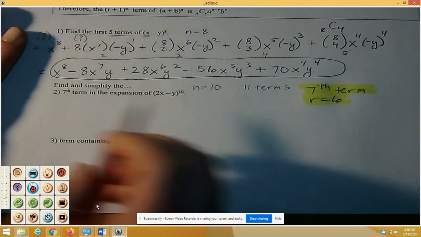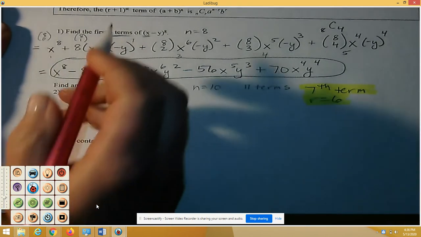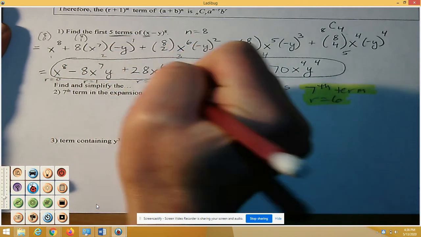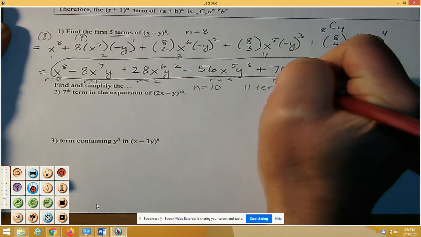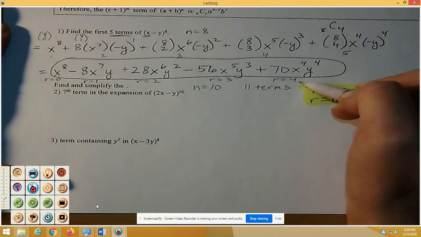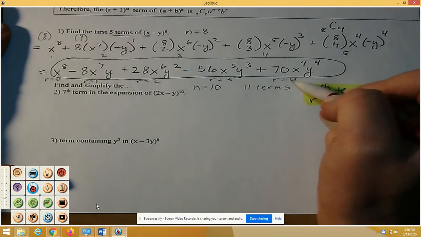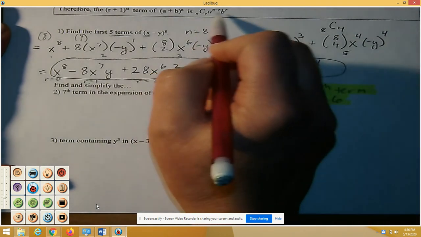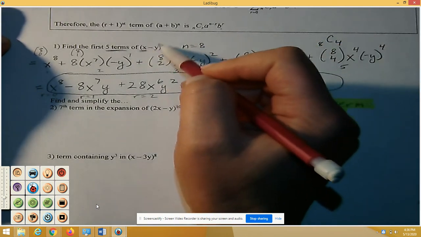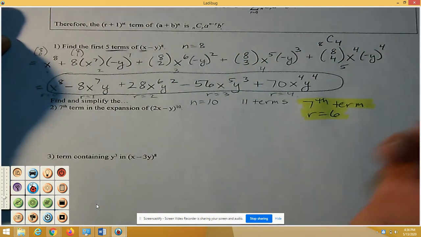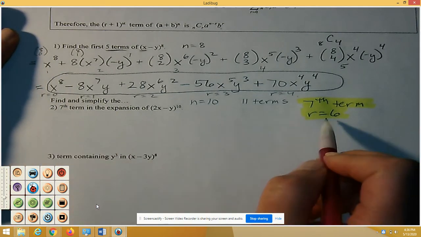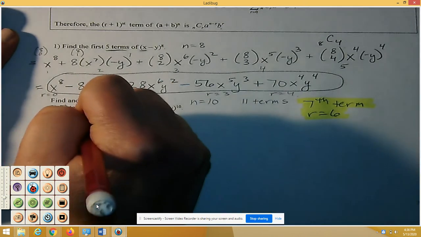So just remember here, the first term, r was 0, r was 1, r was 2, r was 3, r was 4. So even though I was looking for the 5th term, I dropped it 1 to keep going. And I always like to point out that r corresponds to the second variable in the original binomial's exponent, and that really helps us a lot. So if I want the 7th term, r is going to be 6, so r equals 6.